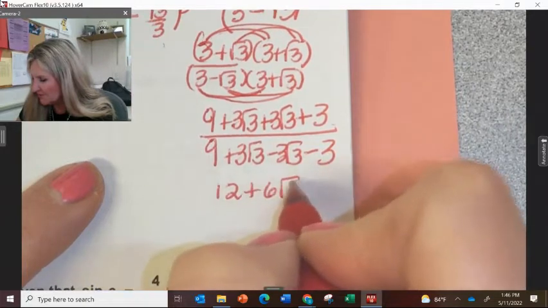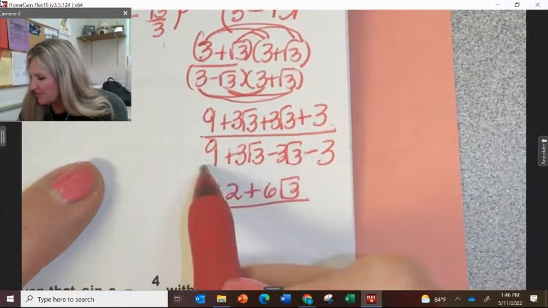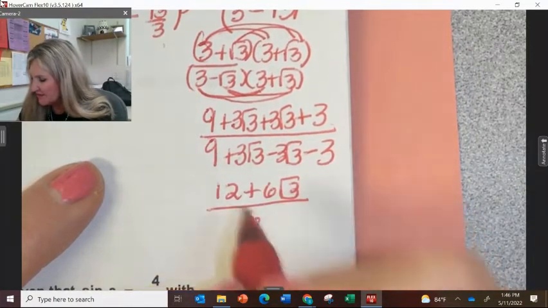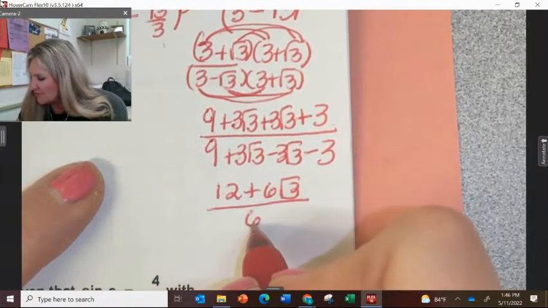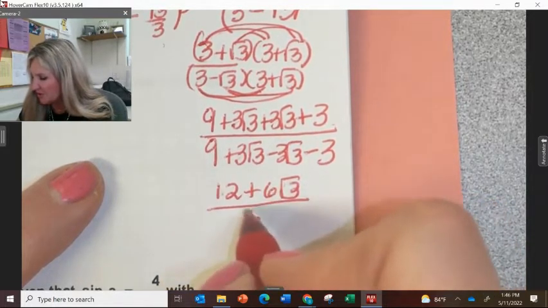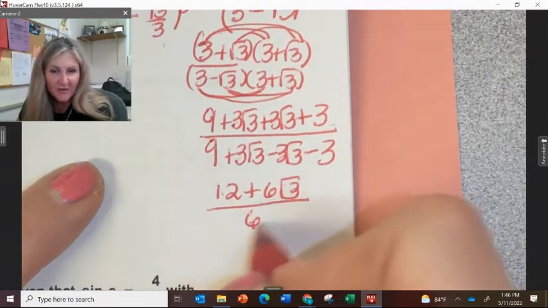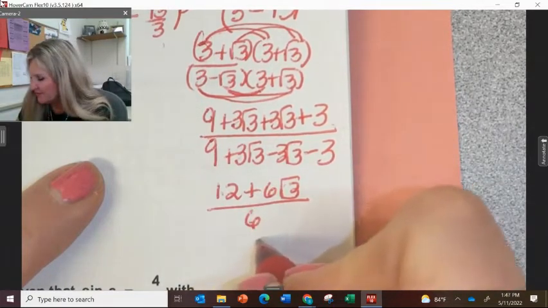Good. 12 plus 6 radical 3. What is the bottom going to simplify to? 6. So now it's going to be 12 over 6 plus 6 radical 3 over 6. These can be split apart now since we have a single value. We have to have a single value in the bottom. What's our final answer here then?